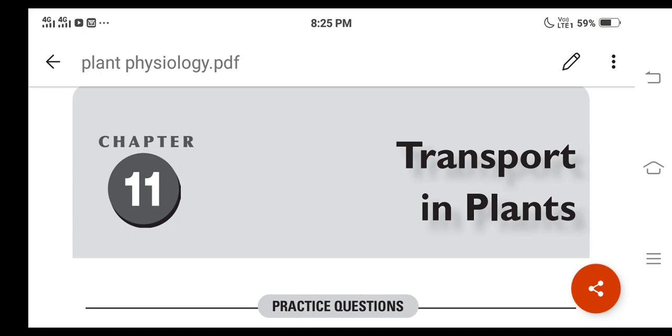Right? And actually, this chapter was deleted from the PU board, but for competitive examination, all the topics are important only, right? And based on all the chapters we should practice the multiple choice questions, right?